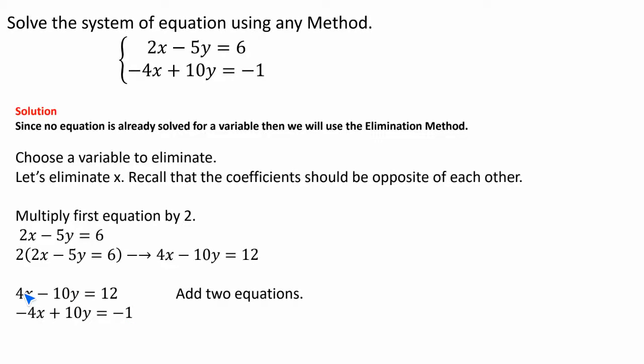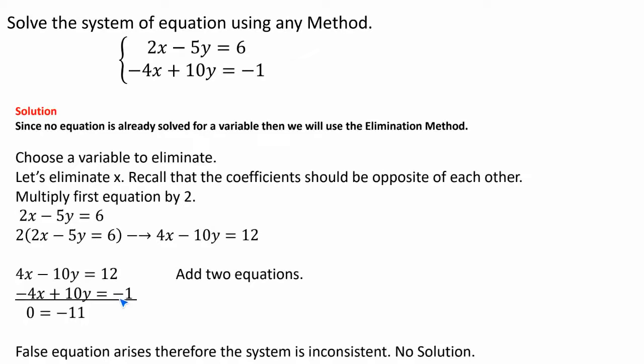And now you can see that one is a 4x and one is a -4x. So when I add them together, those x's will be 0. Oh, the y's are 0 also. And then 12 minus 1 is -11. So when this happens, 0 is definitely not equal to -11. Then we say that there is no solution, and we say it's inconsistent.